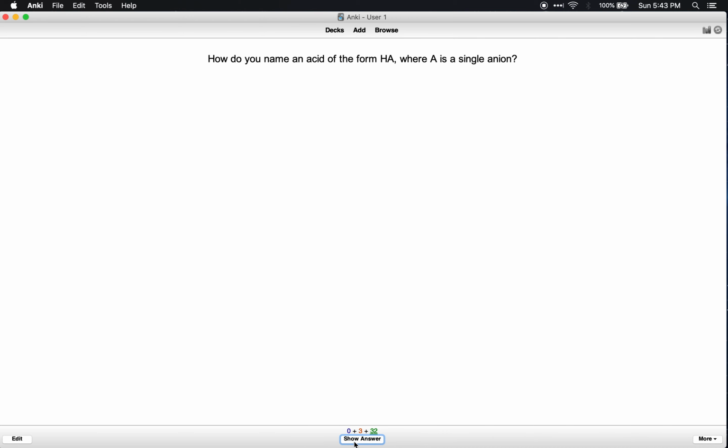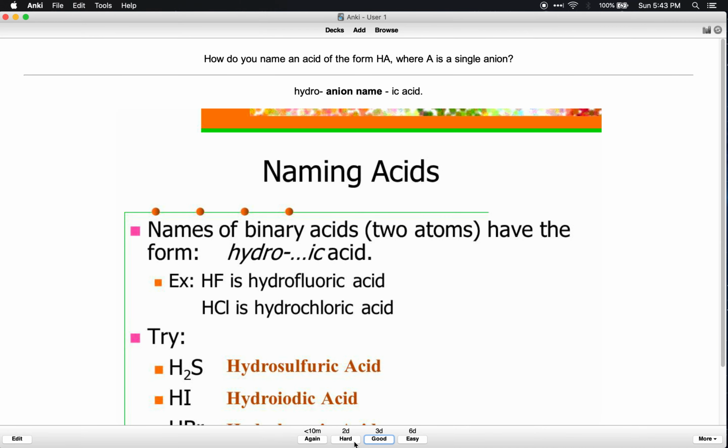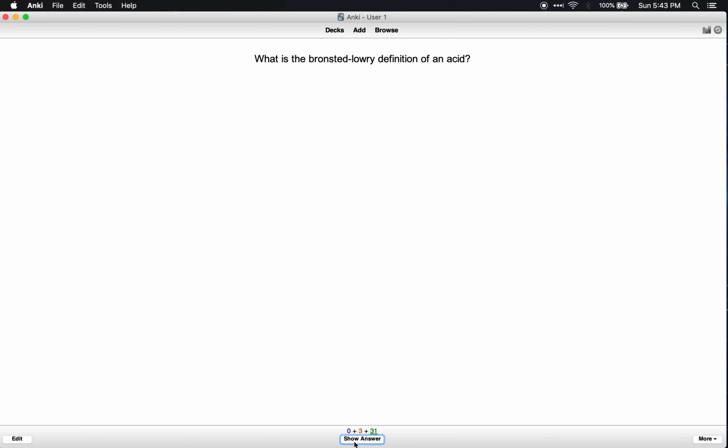What do you name an acid from HA? If it's a single anion, you go hydro-anion-ic acid. So hydrofluoric acid, hydrochloric acid, etc. Bronsted-Lowry acids donate protons.